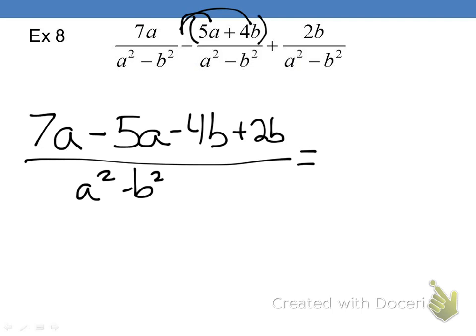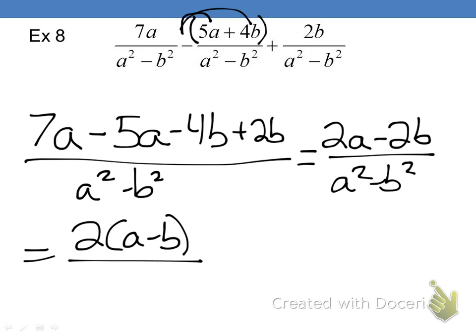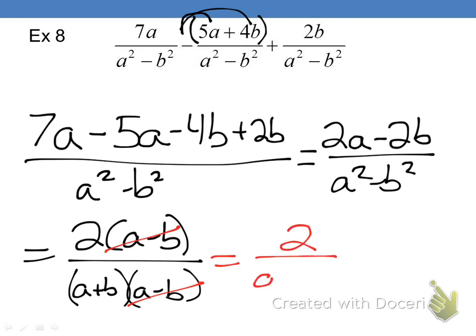So up top, what do we have? 2a minus 2b. It's -4 plus 2. We have different. All over here, I'm just going to write it like this first. But then, yes, we can factor both of these. What can you do up top? Take a 2 out. So you get a minus b. What do you do on the bottom? So a plus b, a minus b. All right, so 2 in the top and then a plus b.